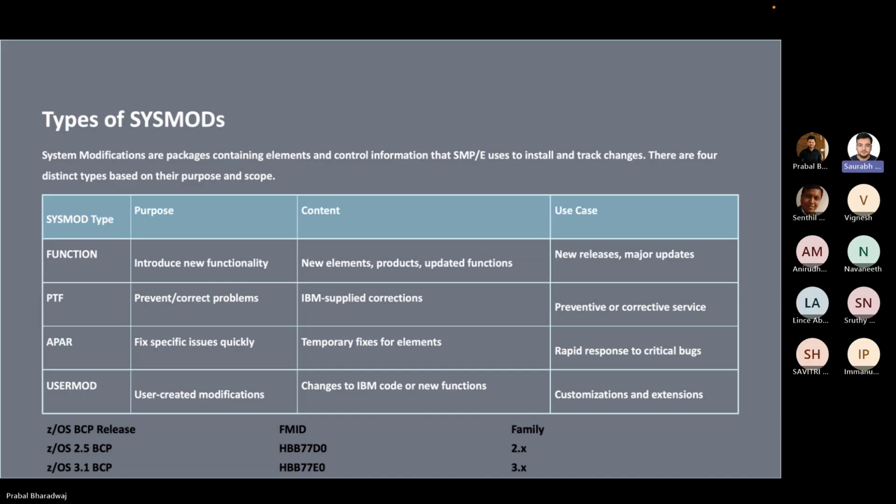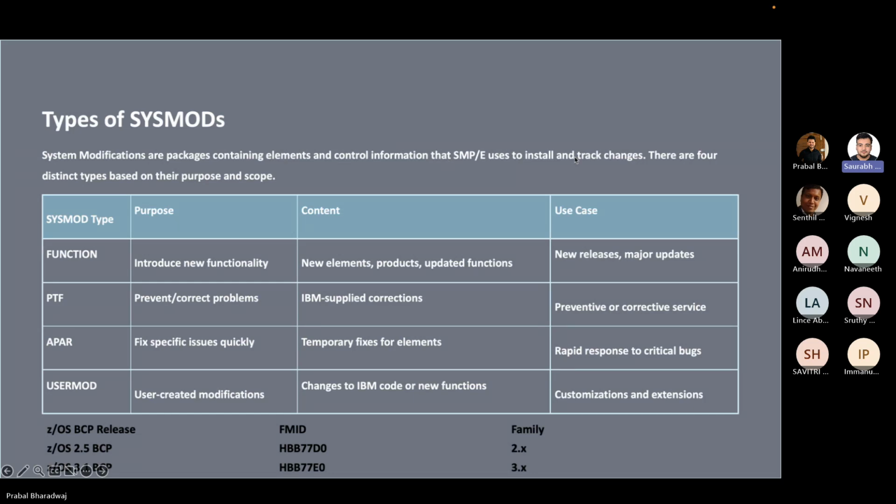A sysmod is a sealed package of change. Inside it is what files need to change, which load modules, macros, and source are affected, and what must already exist before installing. All the information is present in the sysmod. SMP doesn't think or assume. It reads and enforces the rules written inside the sysmods. So technically we can say a sysmod is a package of changes that SMP uses to install.